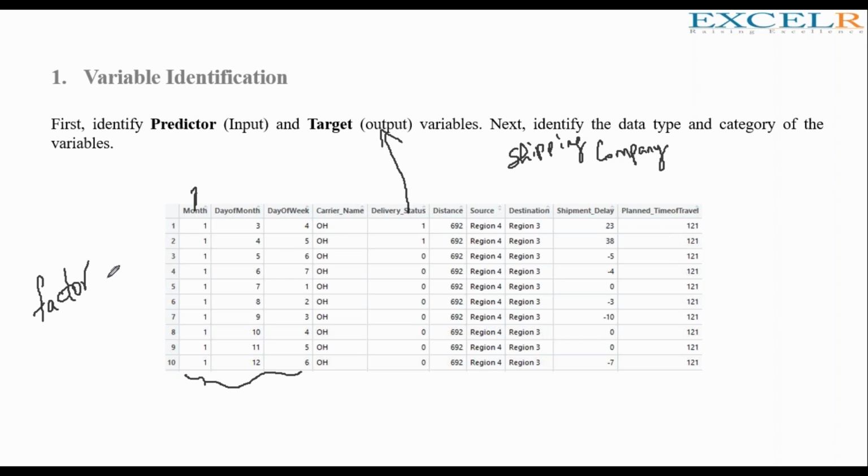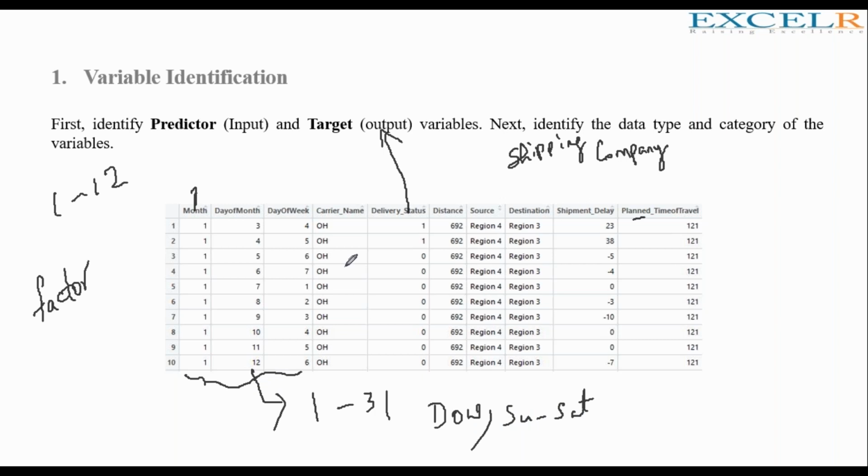A factor variable can take only a limited set of values. Here month can only be from 1 to 12, starting from January to December. These are the only values that a month can take. It cannot have any value beyond December. On similar lines, you have day of month, which can take values from 1 till 31 at the max. Those are the maximum number of days that you have in a month. And you have day of week, which is nothing but Sunday to Saturday, right? These are the only days that you have in a week. So these are called your factor variables.